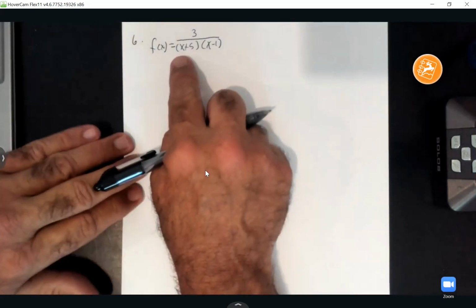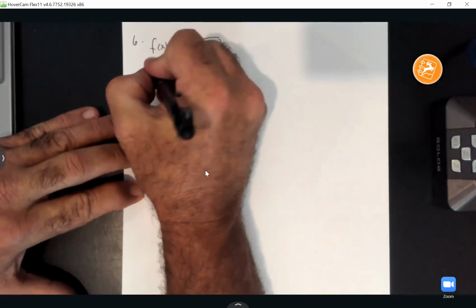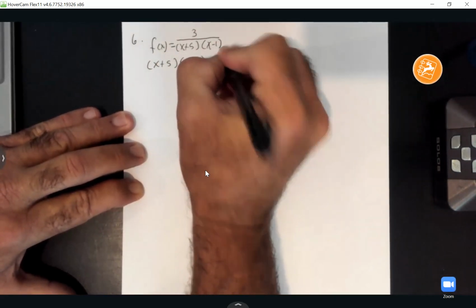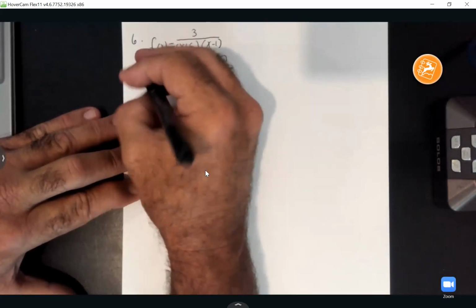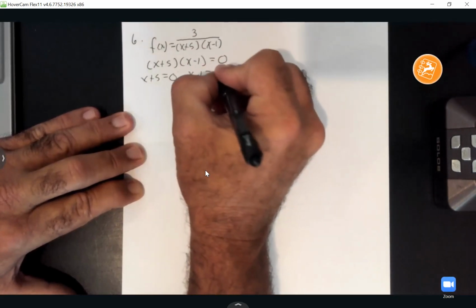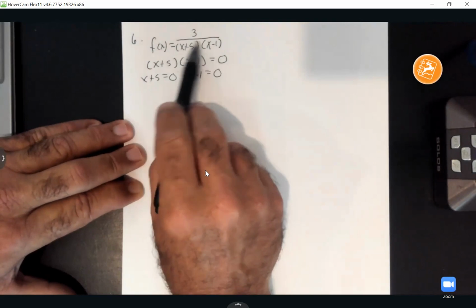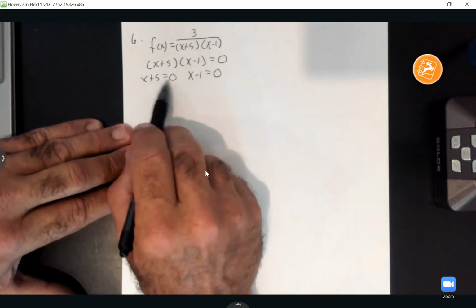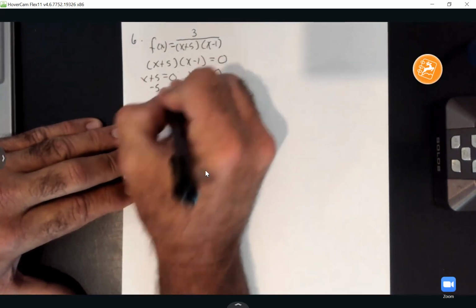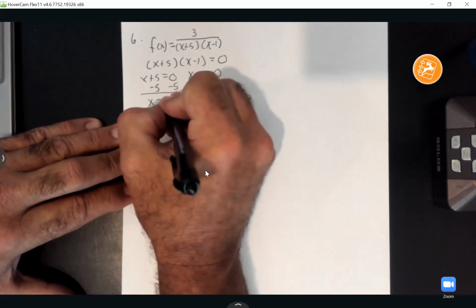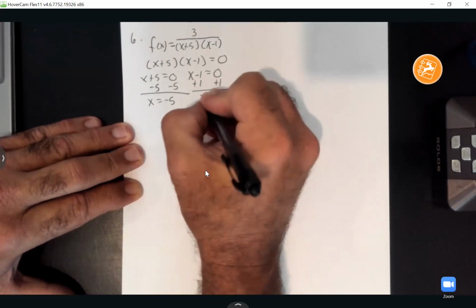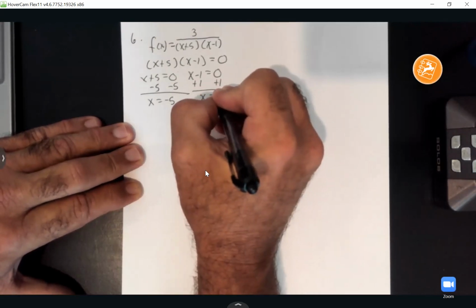All righty. So this is already factored, but I still got to come and set that whole thing equal to 0. But it's already factored, so I can now set each of my 2 factors equal to 0 and solve. So we like it when MATLAB has it already factored, okay? So the first one, we're going to move that by subtracting 5. X equals -5. Second one, I'll move the -1 by adding 1. And I get x equals 1.